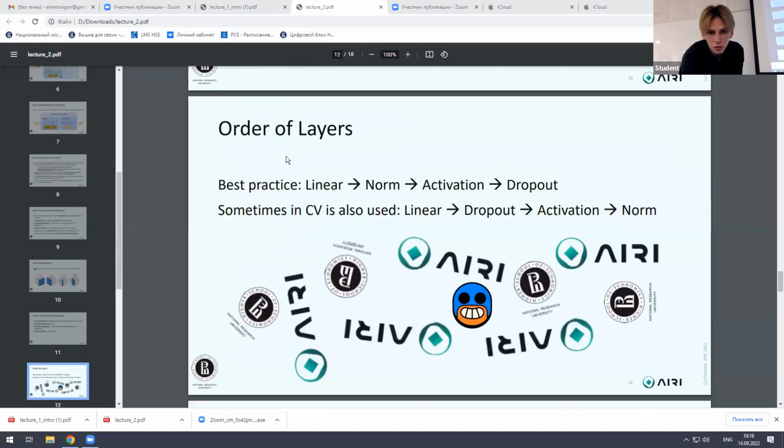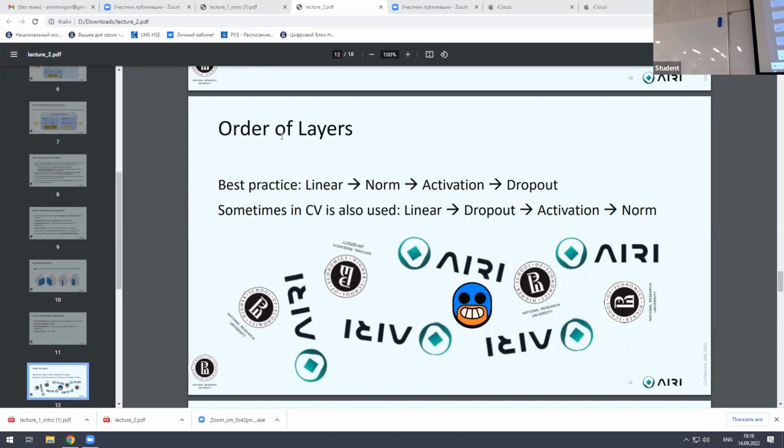So, some notes on the order of the layers. Frankly speaking, there is no theory behind this order. Why is batch norm used here before activation? No one knows. It was used this way in the original paper where batch norm was suggested, and some researchers tried to use it after, but it led to worse results. So this is the conventional order of the layers.